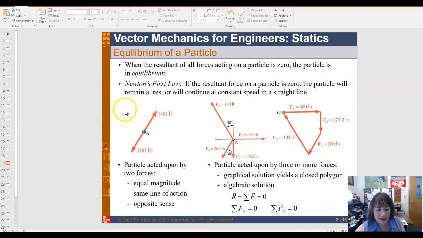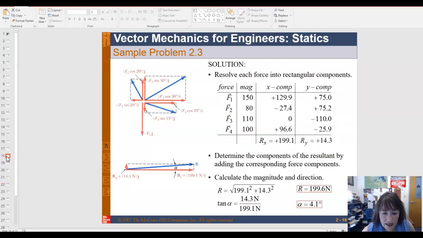All right, now the next slides talk about the equilibrium of a particle, which is just what we've talked about before. If a particle is not moving, in other words, if the particle is at equilibrium or in equilibrium, then the sum of the forces in the x direction will be 0, and the sum of the forces in the y direction will be equal to 0. So we're going to save that for our discussion of section 2.3, and today I'm just going to work a problem for you showing you how to do this with multiple forces.